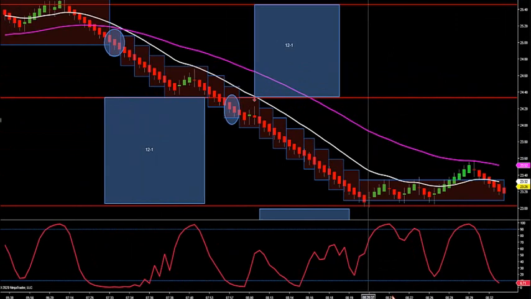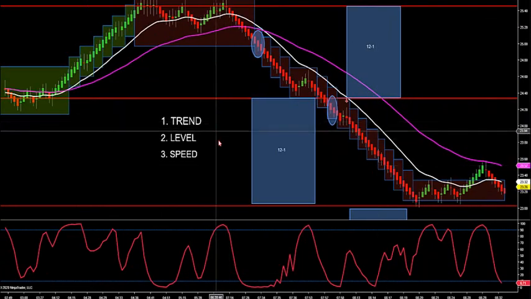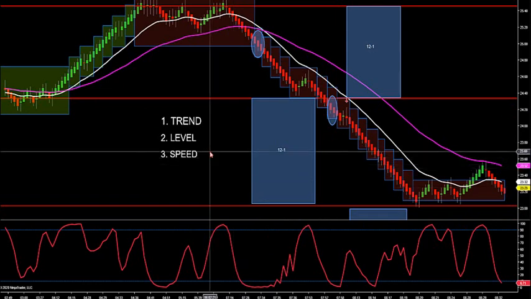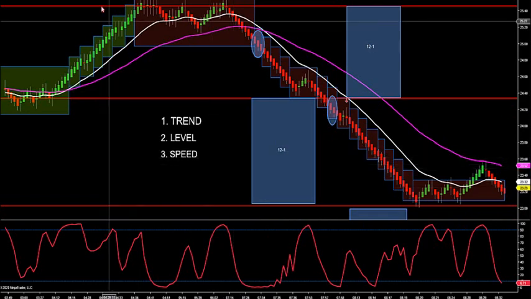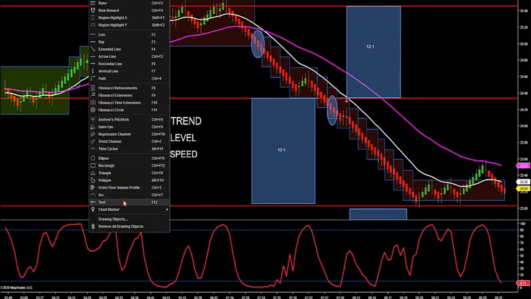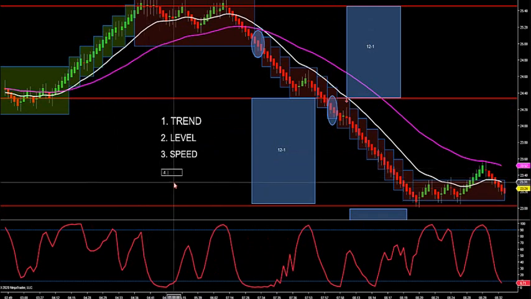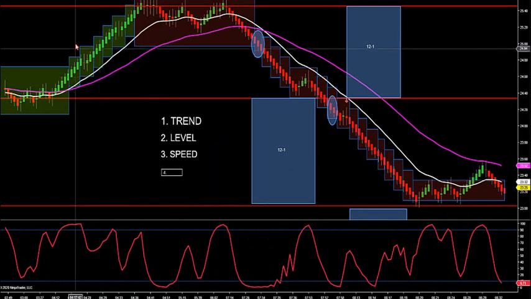All right, so we know we got the trend down. We got the levels. We know reward to risk. We know we want to see speed get through these levels. Now we got to get what? We got to look for an entry. So we want to look for a full retracement off a smaller time frame.